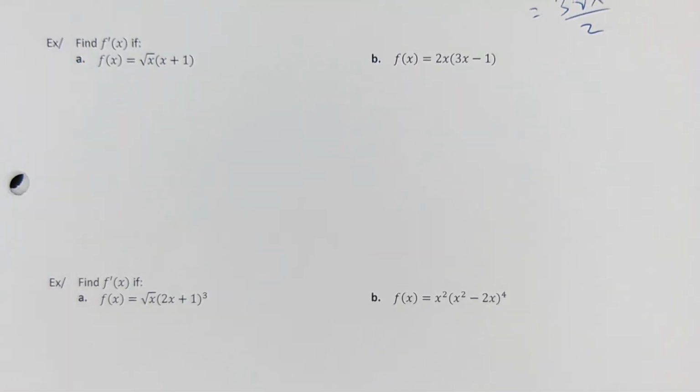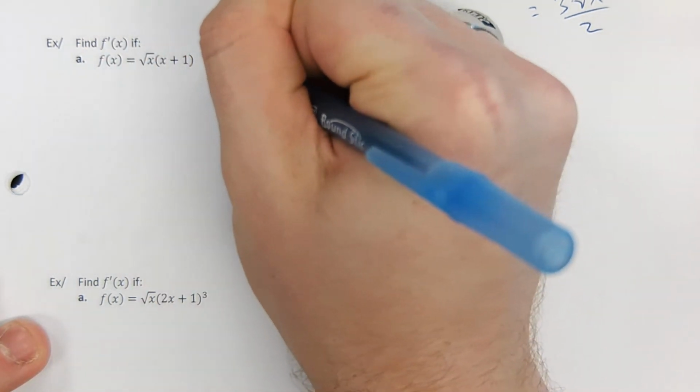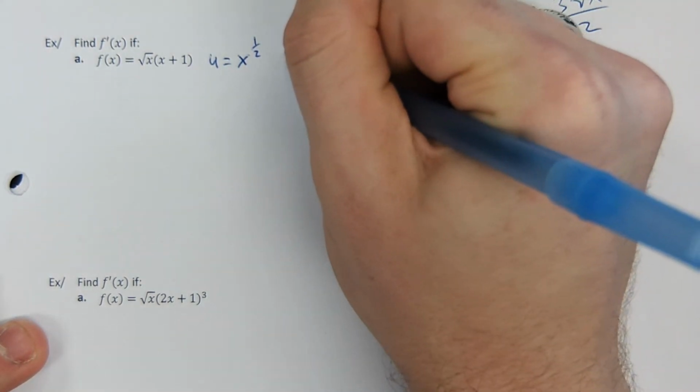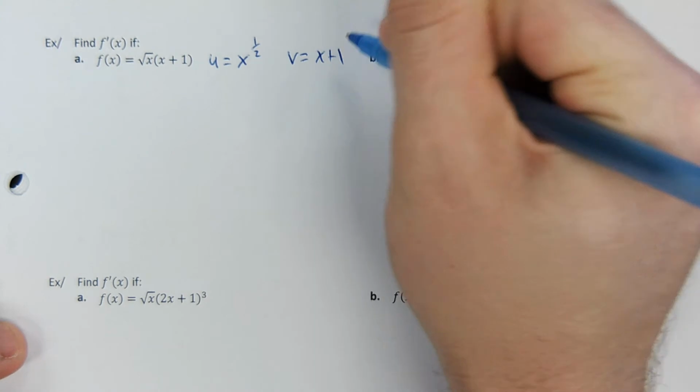There's nothing new. We're just going to keep doing it. These are the notes. It's just this one side. We're just going to keep it up. Where u is, I'm going to say x to the 1/2 instead of root x, and v is x plus 1.